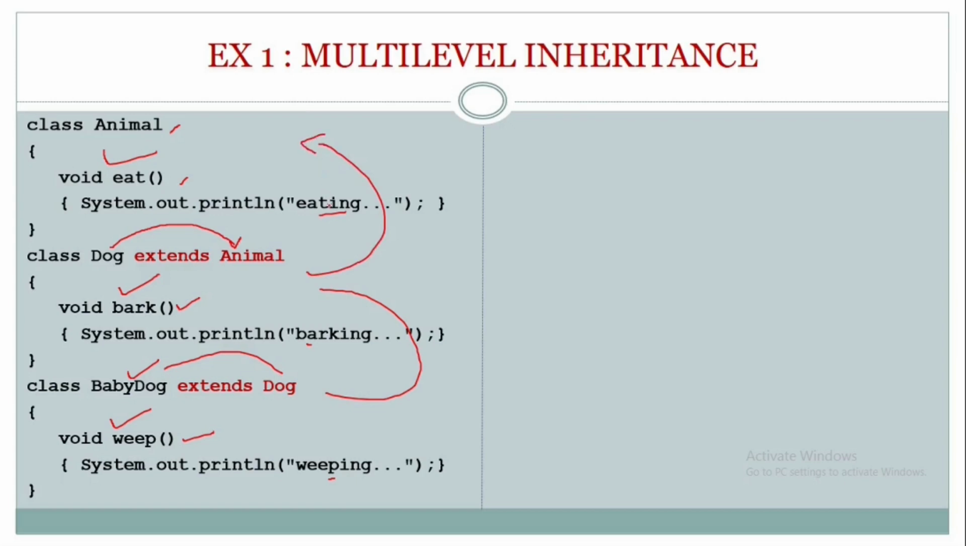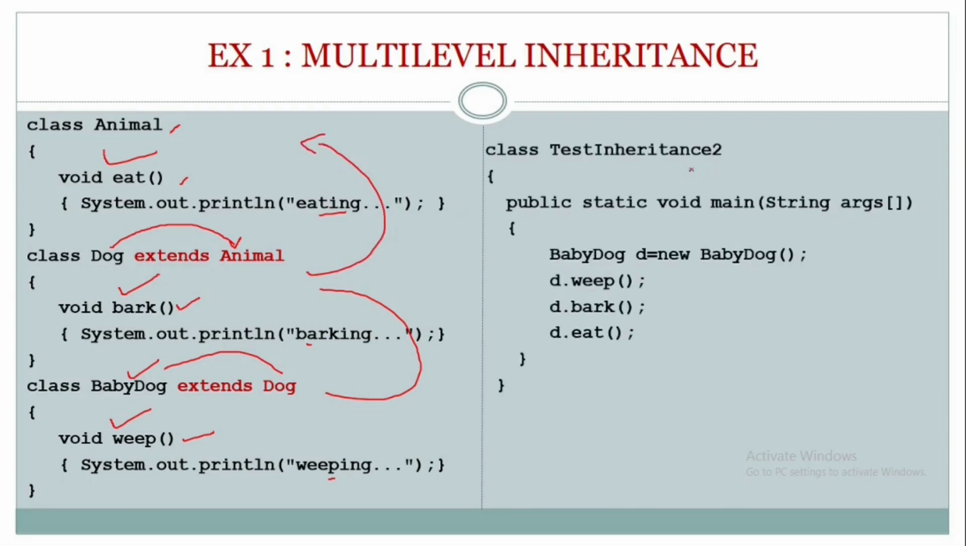So here is an object, d, of baby dog. Using this object of baby dog, I can access the bark method and the eat method, because baby dog has inherited the features of dog and animal. This is the output: weeping, barking, and eating.